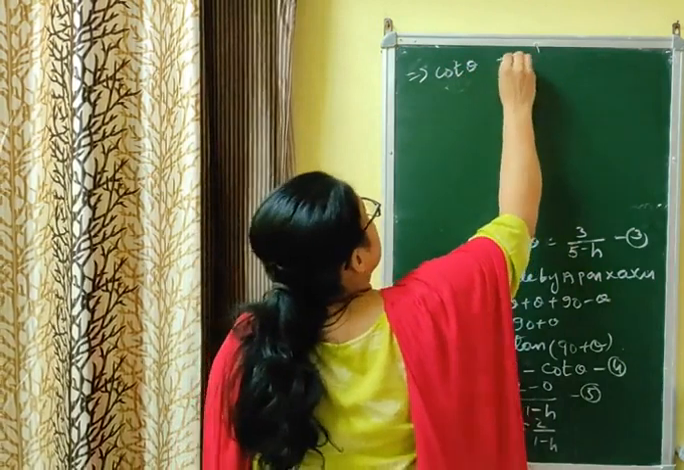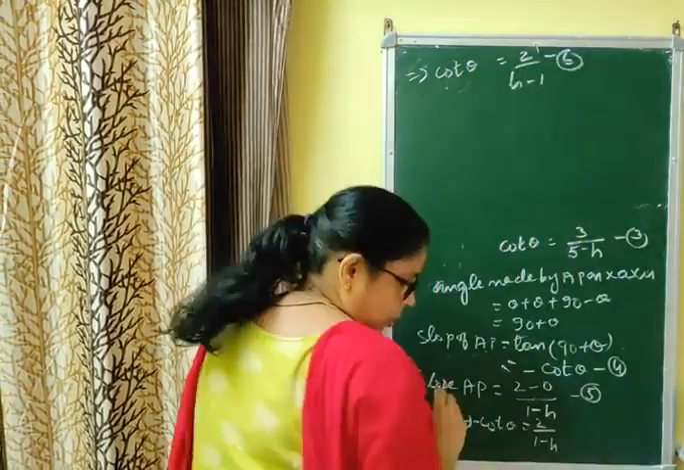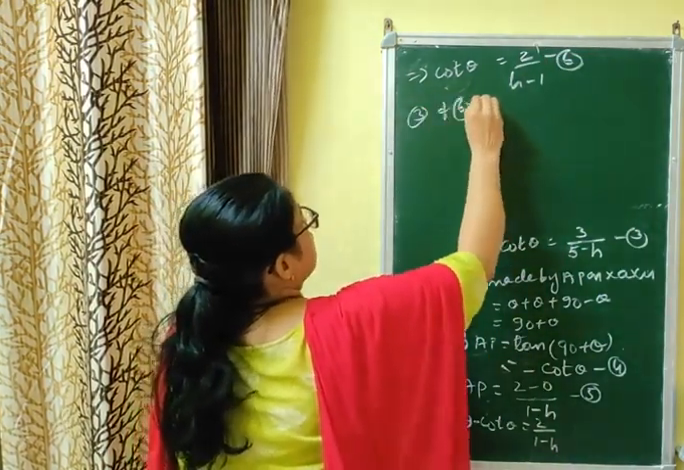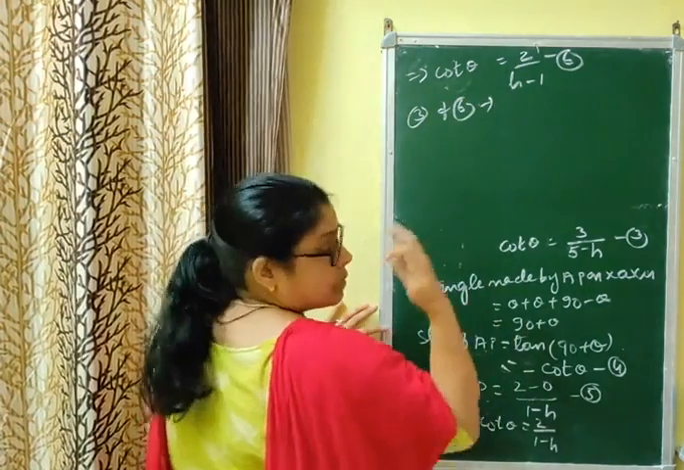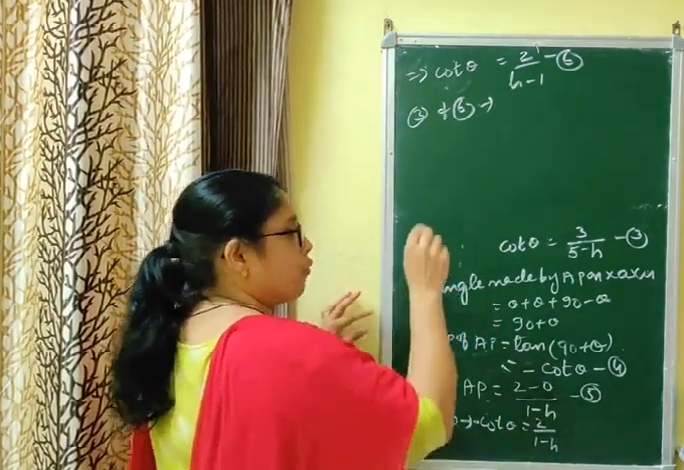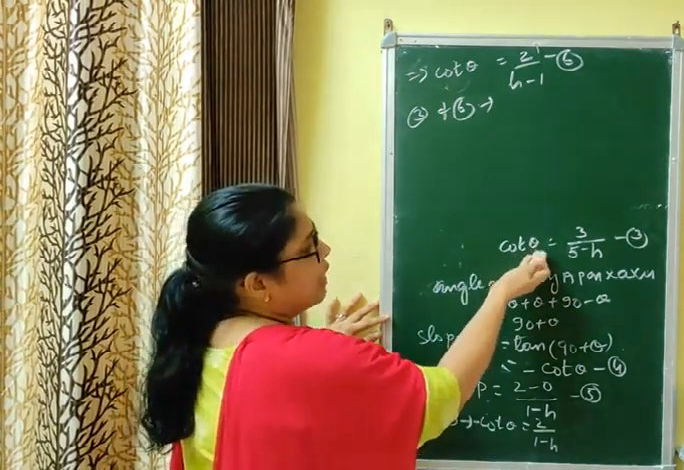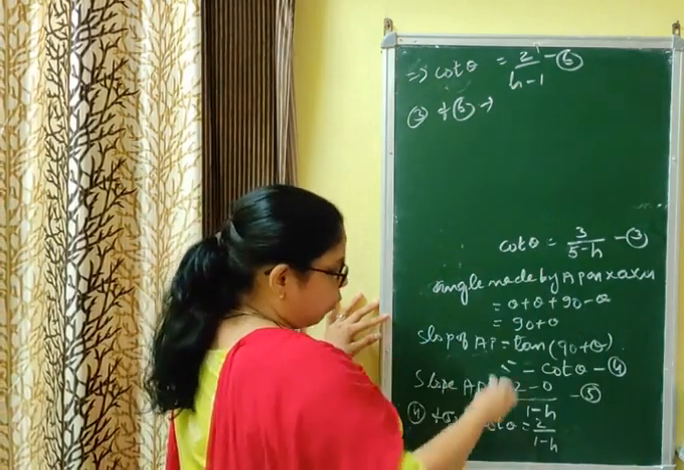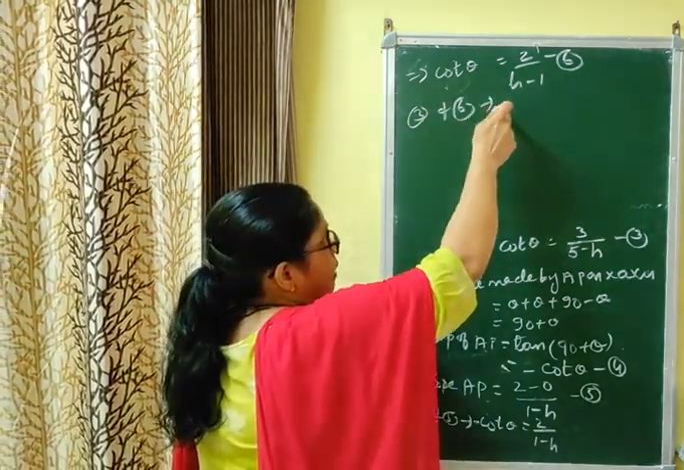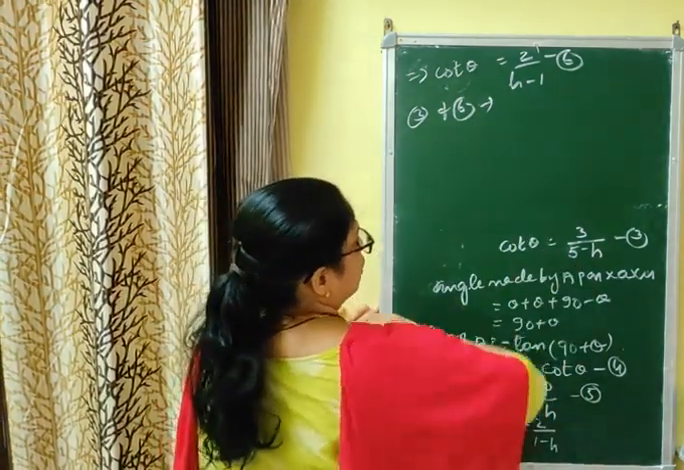Cot theta is equal to 2 by h minus 1. This is equation number 6. Now in equations 3 and 6, the left sides are equal. That means theta is eliminated. That is why I have told you: first of all make the condition, and after that we have to see how the variable theta can be eliminated. Since both are the same, by changing the sign we can eliminate theta by comparing the right sides. What is equation 3?